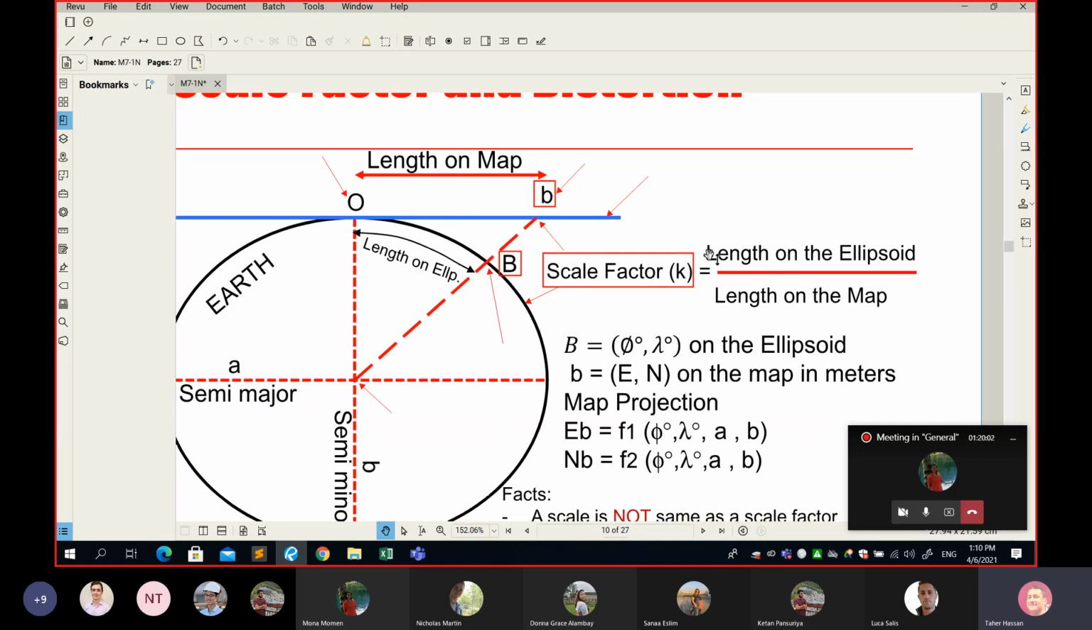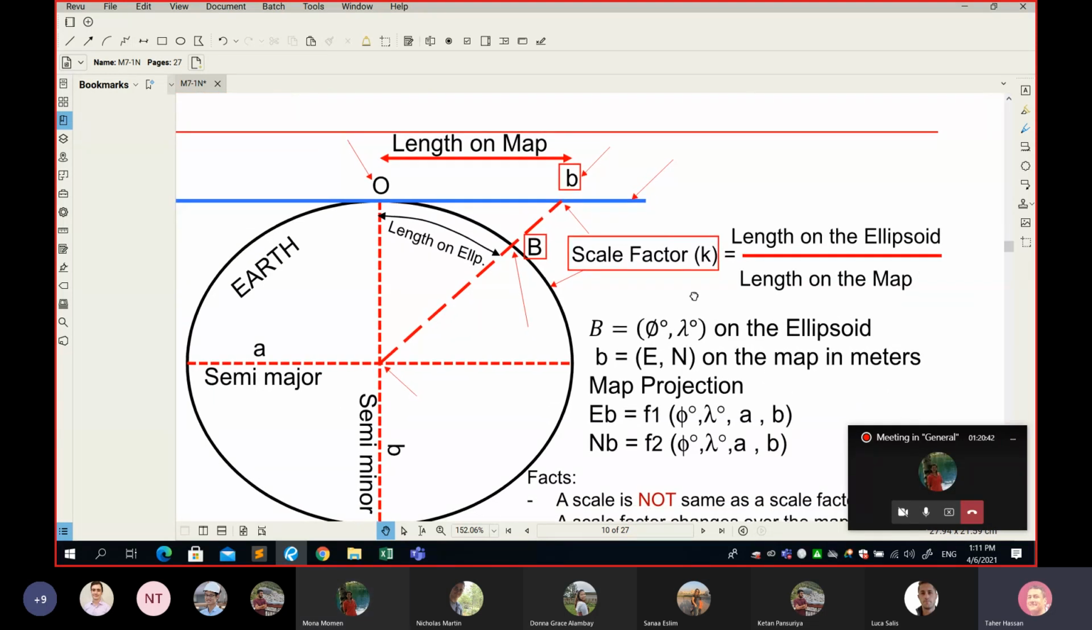So I'm asking you here, is the value of K equal to 1? I'm not asking you to tell me the value of K. I'm just asking you, does K equal 1? No. Okay, great. And what does it mean that K is not equal to 1? It means there is some distortion that took place during the projection. When K is equal to 1, it means the length on the ellipsoid is equal to the length on the map, which means no distortion. Would you agree? Yes.